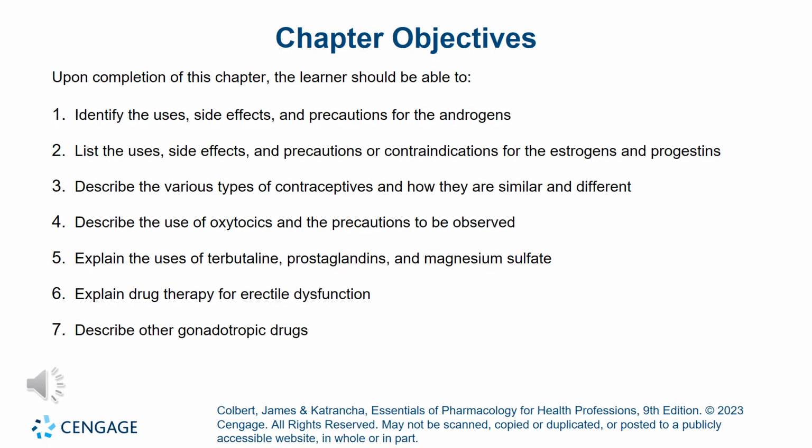Chapter Objectives. Upon completion of this chapter, you should be able to identify the uses, side effects, and precautions for the androgens, list the uses, side effects, and precautions or contraindications for the estrogens and progestins, describe the various types of contraceptives and how they are similar and different, describe the use of oxytocics and the precautions to be observed, explain the uses of terbutaline, prostaglandins, and magnesium sulfate, explain drug therapy for erectile dysfunction, and describe other gonadotropic drugs.